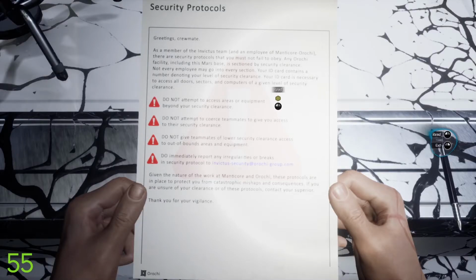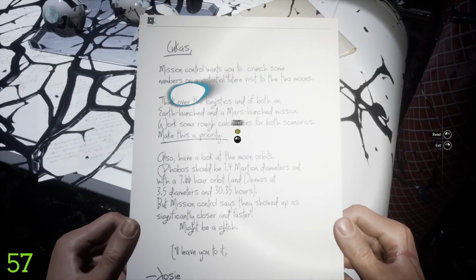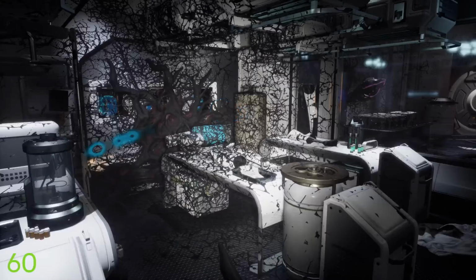Hey, look, it's security protocols. Is this all the stuff we've already read? Some numbers on the potential future visit to the moons. Yeah. We've already read that. What was our objective?